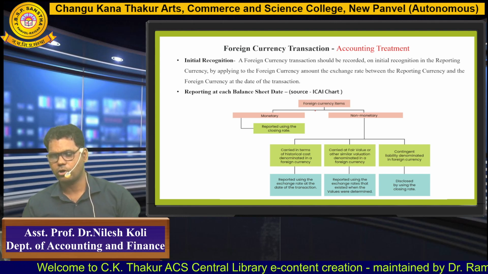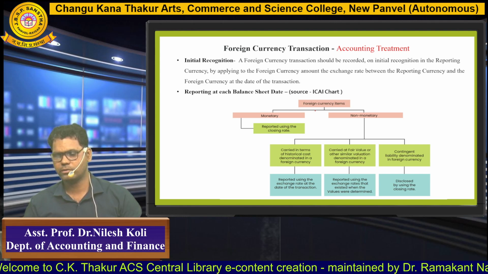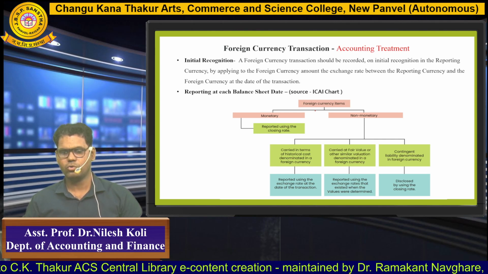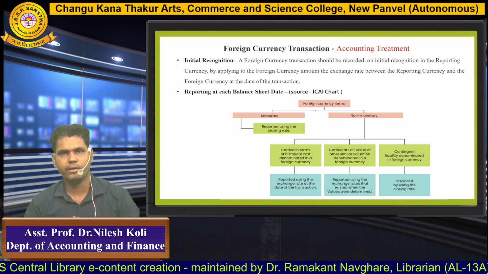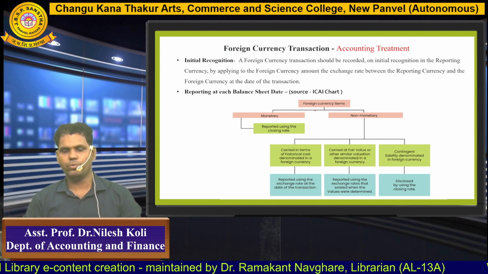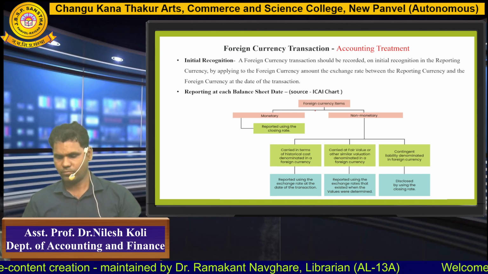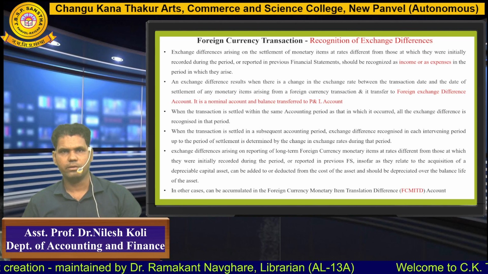Contingent liabilities denominated in a foreign currency are disclosed using the closing date rate. So what I want to tell you is that there are monetary and non-monetary items, and on that basis we have to make the treatment in the books of account.